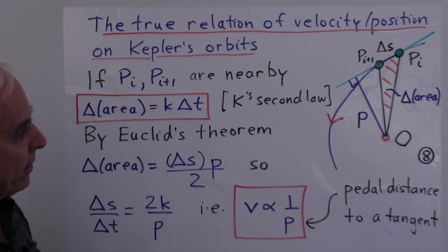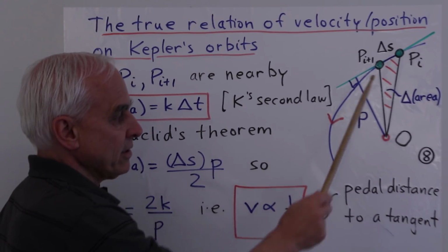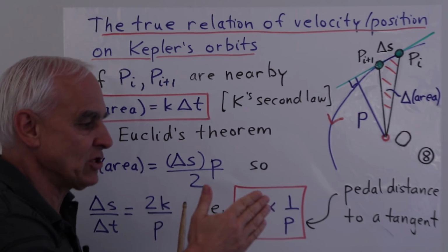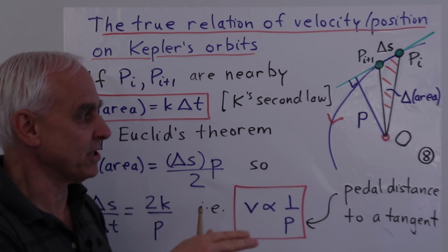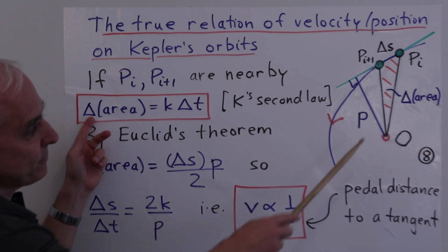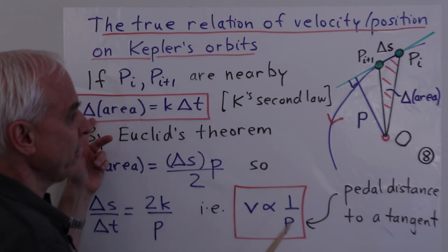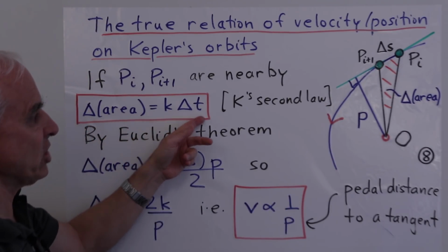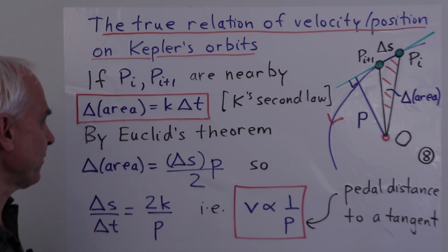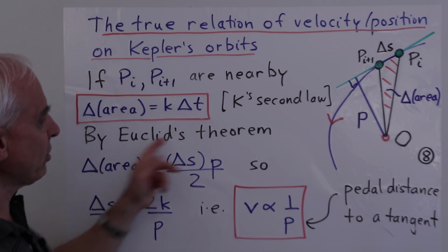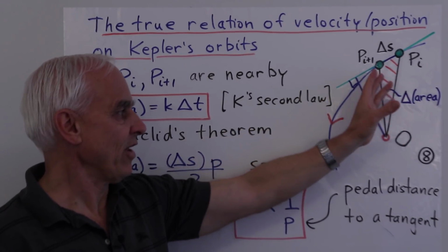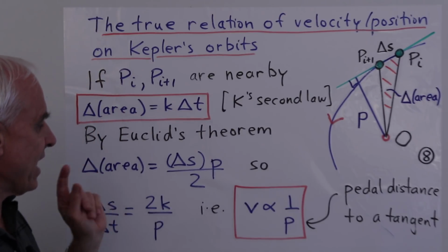And here's our triangle. And Kepler has taught us that the rate of change of that triangle's area is proportional to the time. Okay, so what that means? That means that the change in the area from here to here is k times the change in time. That's Kepler's second law.